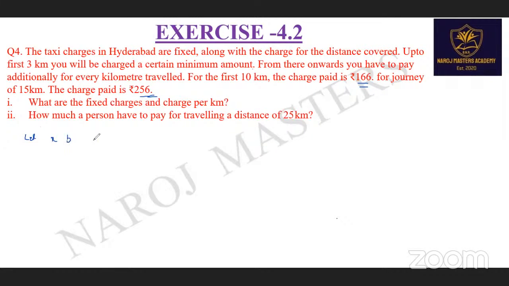Let x be the fixed charge here. The fixed charge is mentioned in this statement only. For the first 3 kilometers, this is the fixed charge, so just assume this is x. And let y be the charge for each kilometer. After 3 kilometers onwards, we have to pay additionally for each kilometer. So this is the charge for each kilometer.